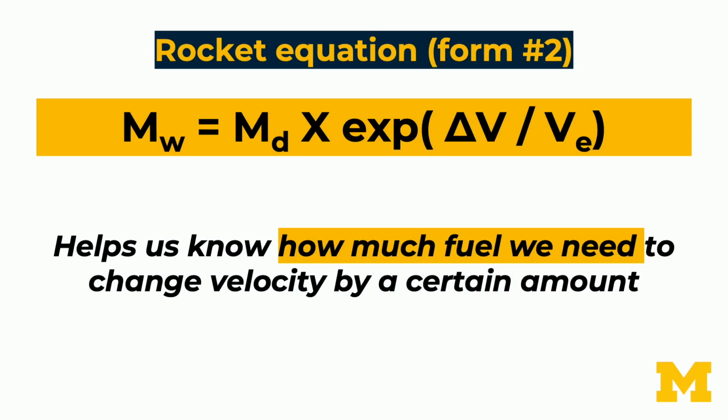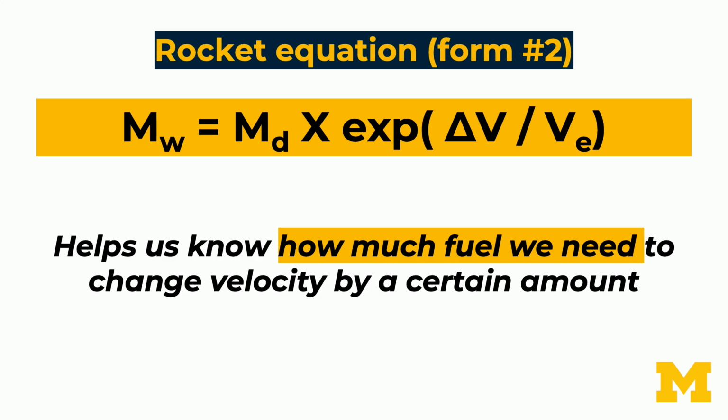On the other hand, let's say that we have a delta V that we want to perform. We know that we want to get to orbit, or we know that we want to escape Earth, and then we say, how big of a rocket do we need? Well, that's the wet mass.